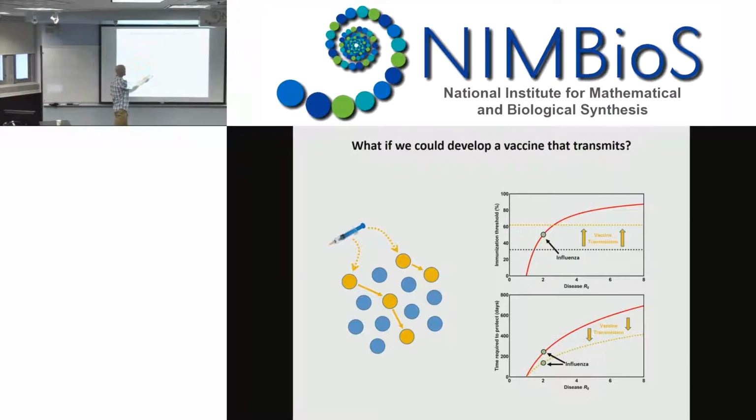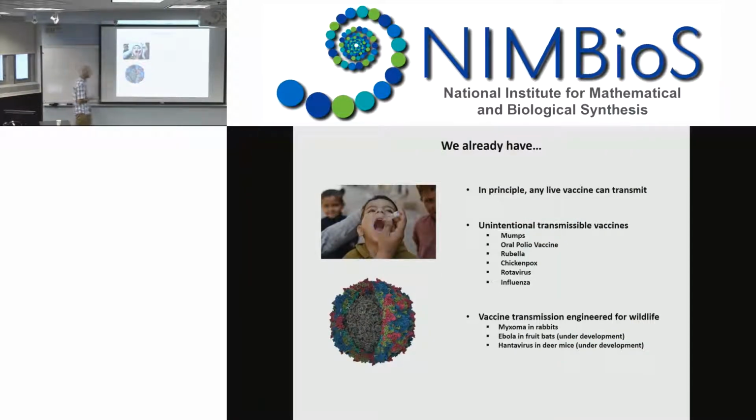You could imagine that, say, you need to get above this threshold to eradicate influenza, and with a traditional vaccine you can only get here. Maybe vaccine transmission would bump you up above the eradication threshold. Similarly, if we're thinking about the time required to protect a population, having vaccine transmission could lower that time to protection of the population. So those are some potential benefits we might realize.